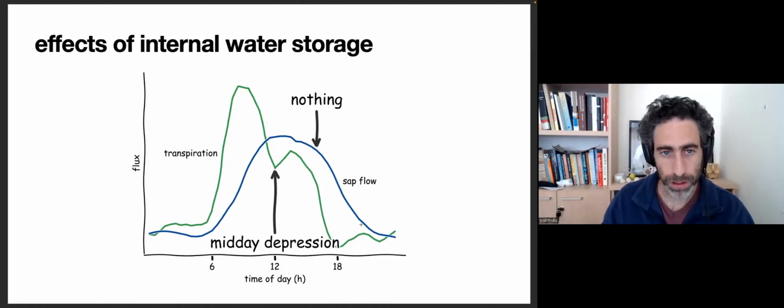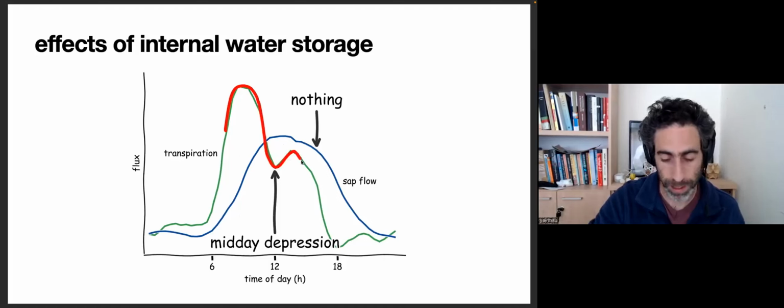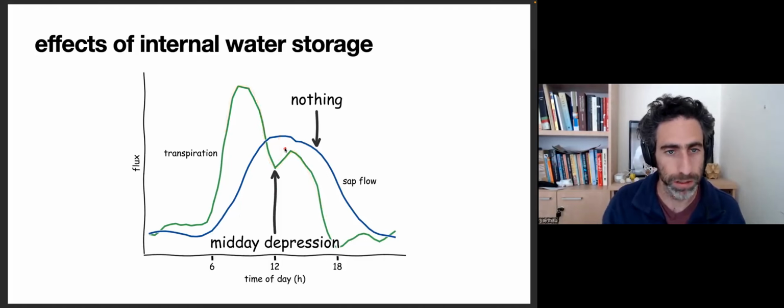There's something interesting going on with transpiration during midday, around 12. It starts, it goes up, it peaks, and then it goes down. And then later in the afternoon, it goes up again, and then goes down. So this dip here is called midday depression. Excellent.